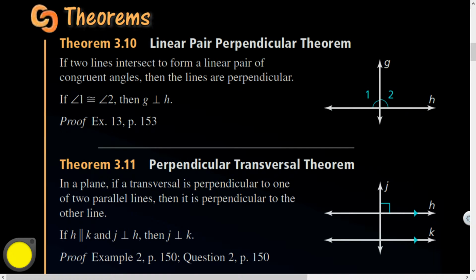Let's see. Here I've got the linear pair perpendicular theorem. Wow. The LPPT. Actually, I've never called it that. It says if two lines intersect to form a linear pair of congruent angles, then these lines are perpendicular. Did I forget that one? My bad. Oh no, I told you to skip the constructions, so don't you worry. We'll do the constructions after the video.